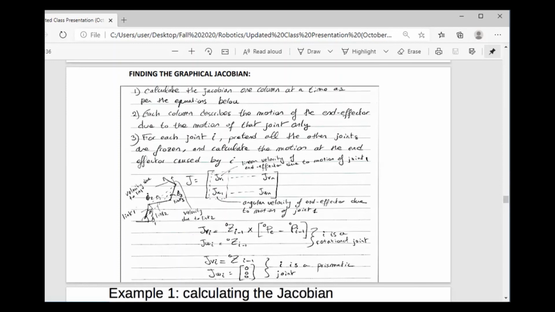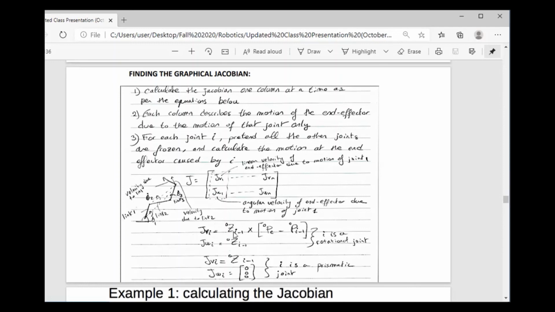So if you look into the second joint, then JV2 is equal to Z1. So the second column is equal to the axis of actuation of the second joint, which is Z1, which moves link 2, and PE minus P1. So basically, you will subtract the position of the first frame from the end effector so you can actually get the second vector. Okay. However, this applies if the axis of actuation is rotational, right?